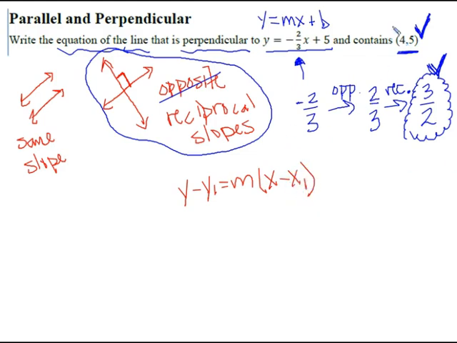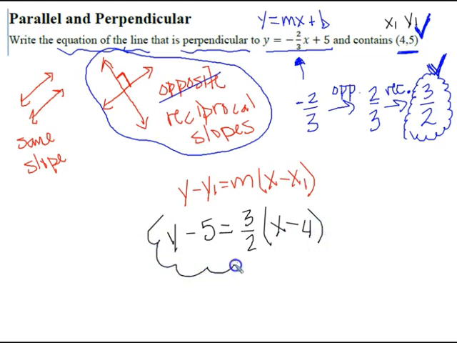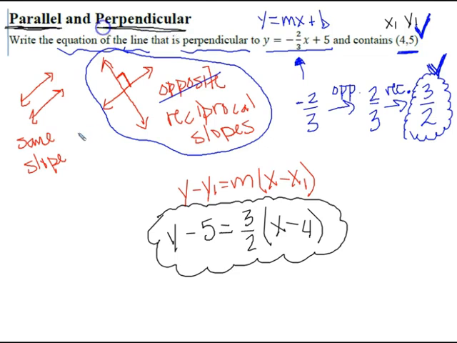So if we just plug in the correct information, you can label this x1, y1. We have y minus 5 equals, okay, because the 5 came from our y1. The slope that we need is 3 over 2. And we have x minus x1, but that was 4 up here. Alright, so there's the equation of the line. You can leave it like that. If you want to change it to slope-intercept form, be my guest. But hopefully we are pretty familiar with the parallel and perpendicular relationships between the slopes.